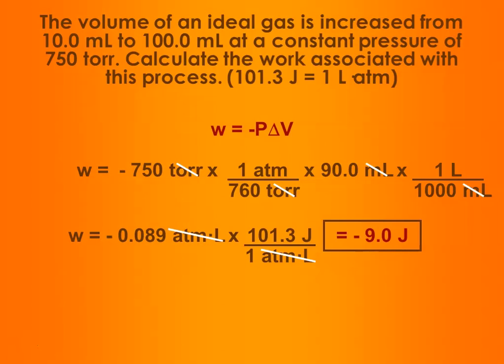You could also use this to find Q if you had the mass of the gas, the specific heat of your gas, and the temperature change your gas went through, and then you can combine those two together, the Q and the W, to be able to calculate your change in internal energy.